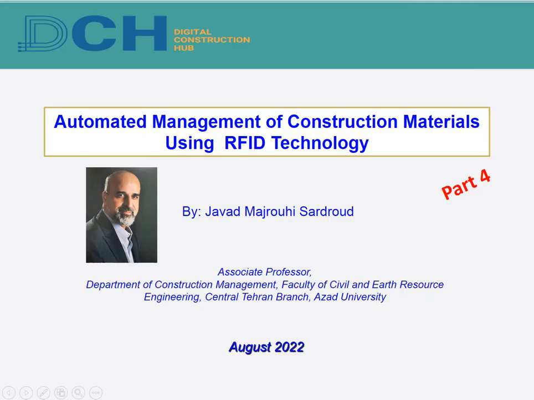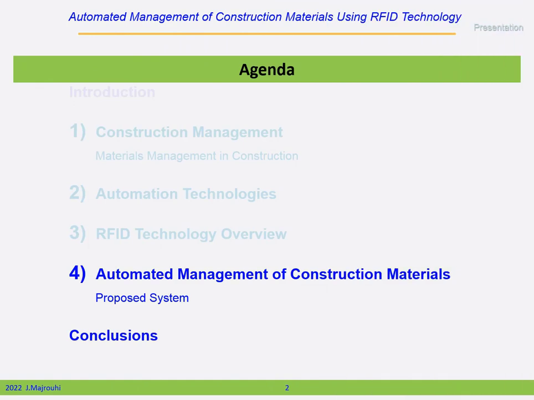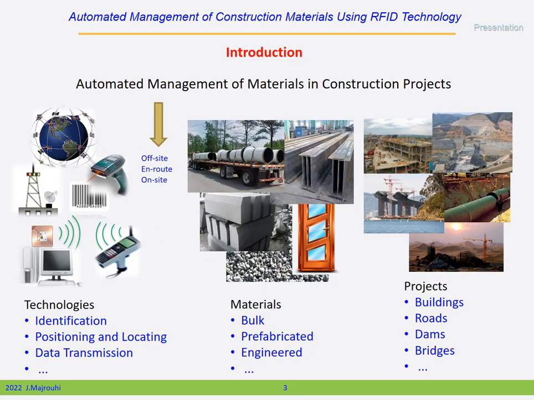Welcome to the last part of automated management of construction materials using RFID technology. In this section, I'm going to present a proposed system for automated management of construction materials and discuss the conclusions. As we discussed earlier, projects could exploit different types of technologies such as identification, positioning and locating, and data transmission to trace materials from bulk, prefabricated to engineered materials, from manufacturing to installation.